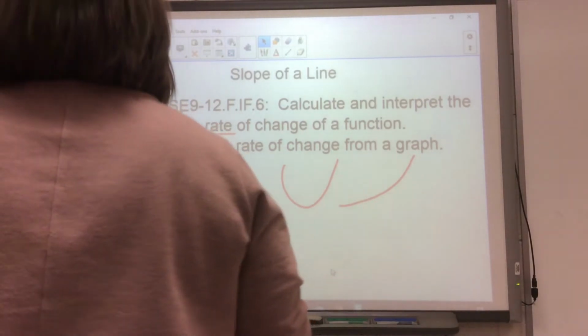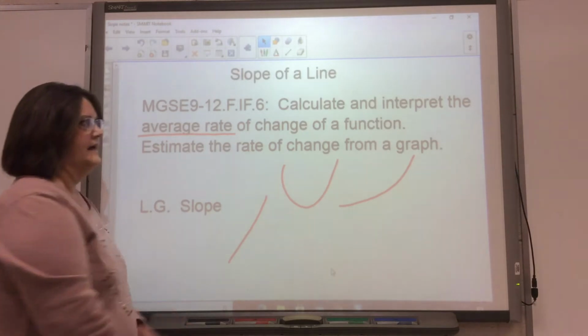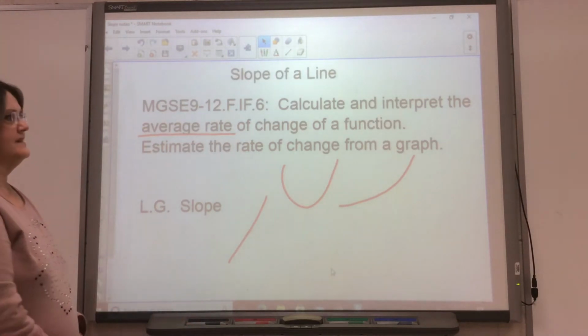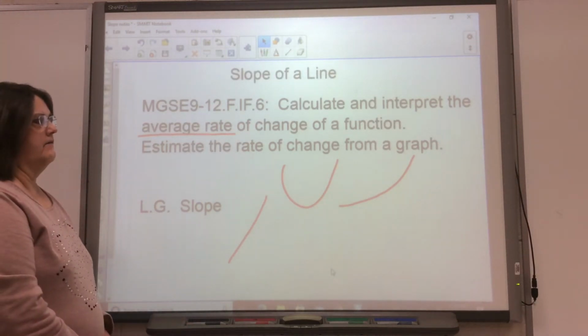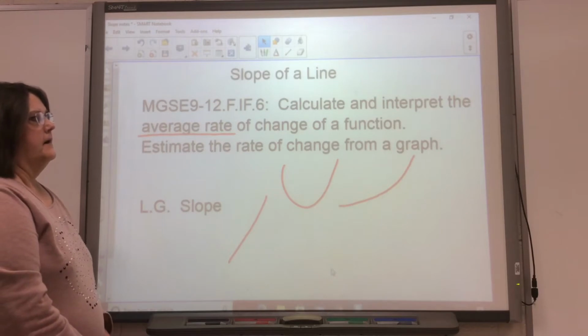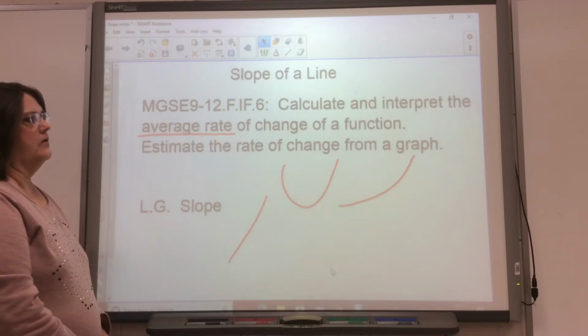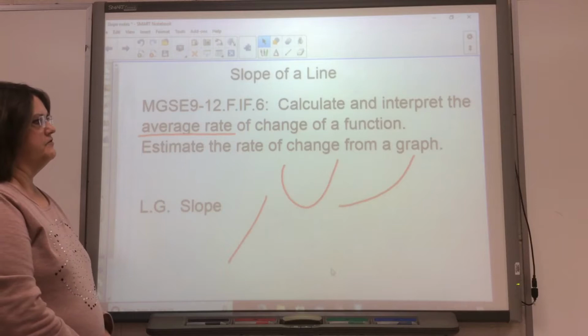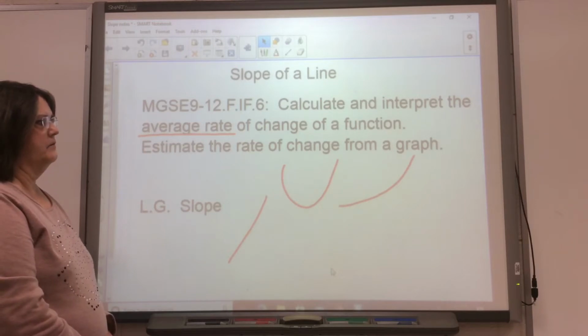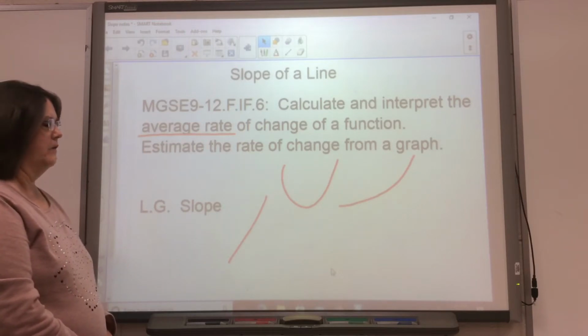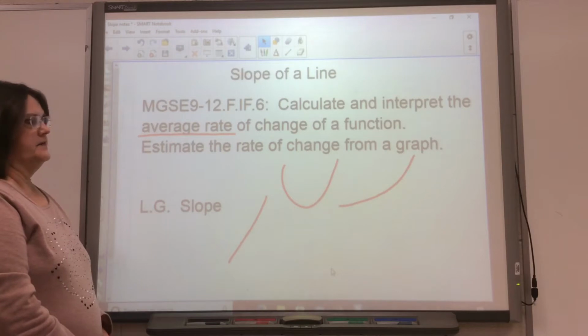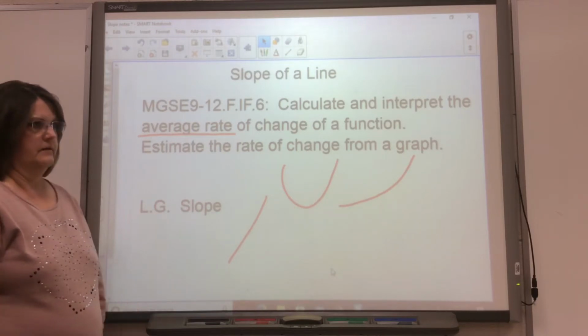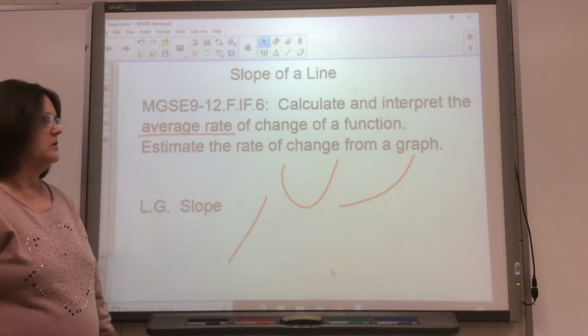Okay, we're going to be finding the slope of a line today. The slope is just the slant of the line, how it's slanted. The standard says to calculate and interpret the average rate of change of a function, estimate the rate of change from a graph. Now, in this lesson we're going to be dealing with linear graphs only, but realize that we have other graphs this year.